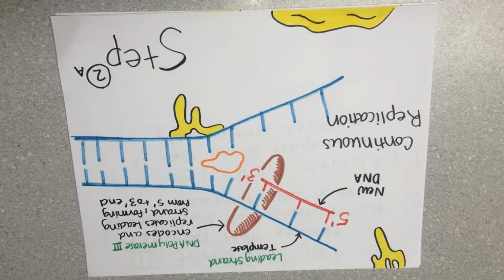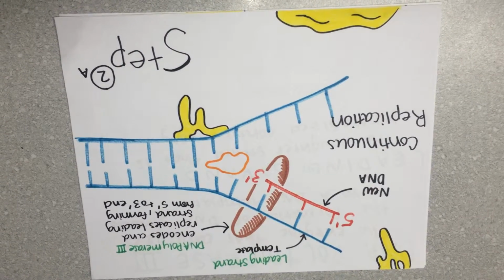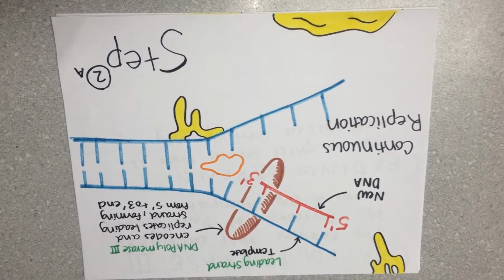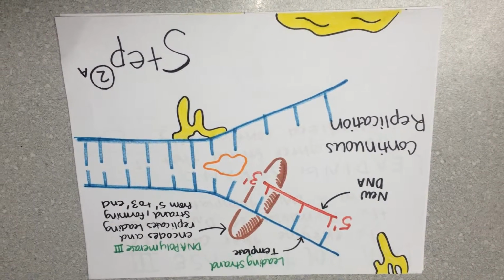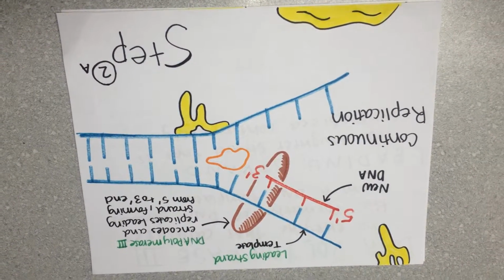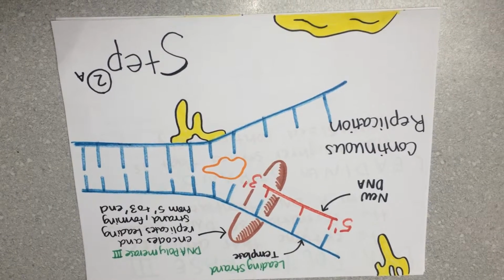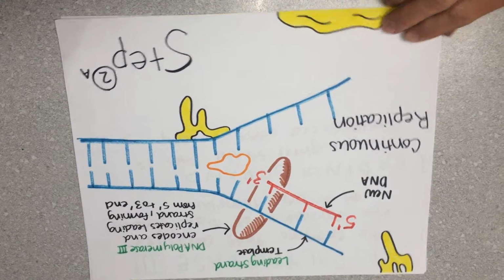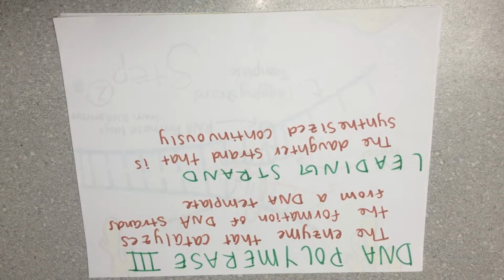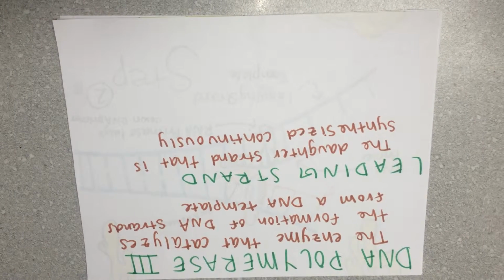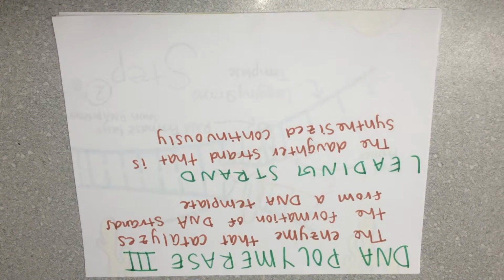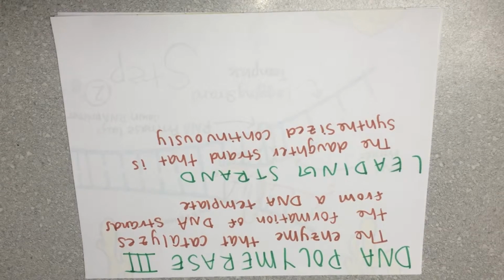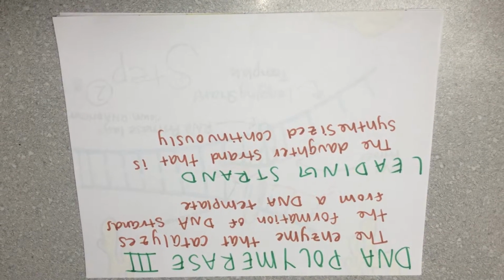The next step of DNA replication is when DNA polymerase III encodes and replicates the leading strand, forming from 5' to 3'. This is continuous replication because it is the leading strand. DNA polymerase III is the enzyme that catalyzes the formation of DNA strands from a DNA template. The leading strand is the daughter strand that is synthesized continuously.